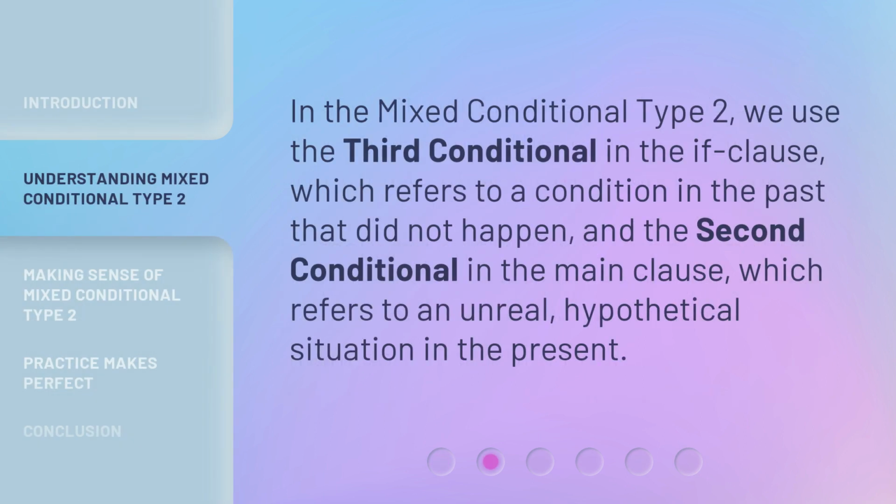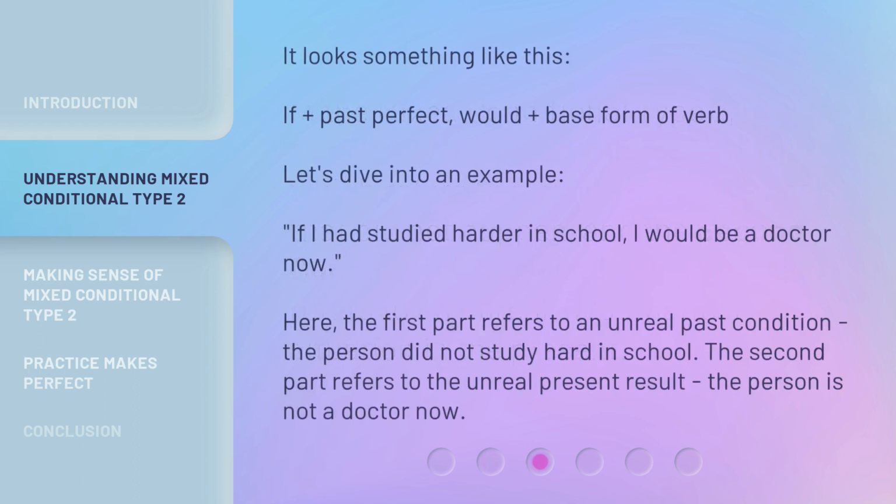In the Mixed Conditional Type 2, we use the third conditional in the if clause, which refers to a condition in the past that did not happen, and the second conditional in the main clause, which refers to an unreal, hypothetical situation in the present. It looks something like this. If plus past perfect, would plus base form of verb.